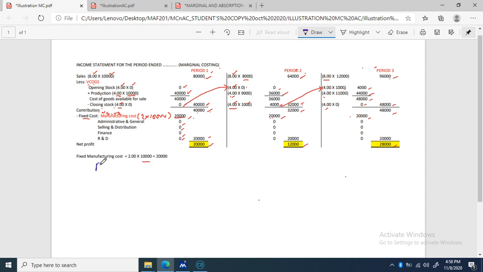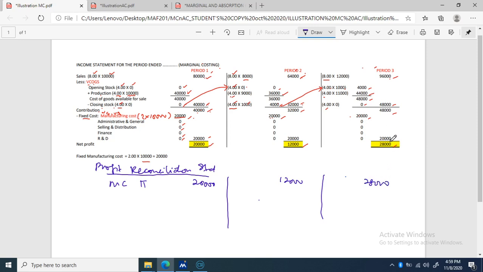Okay, so we prepare the profit reconciliation statement. We have period 1, period 2, period 3. Marginal costing profit, if we refer here, period 1 we have 20,000, and then period 2 we have 12,000, period 3 we have 28,000. So this is the marginal costing profit.